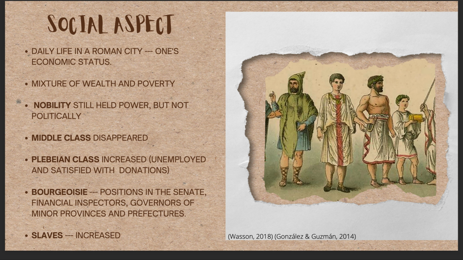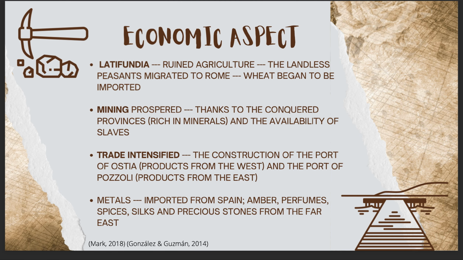Then the bourgeoisie, who held positions in the Senate, and were financial inspectors, governors of minor provinces and prefectures. And the slaves increased because the conquered places also increased.